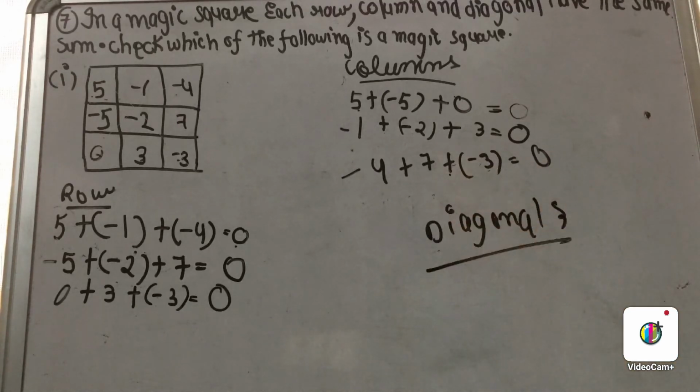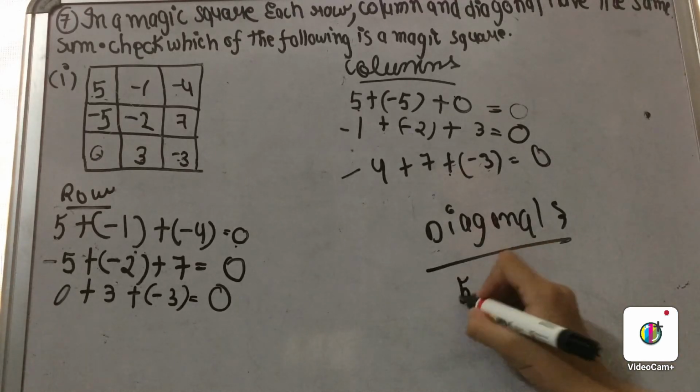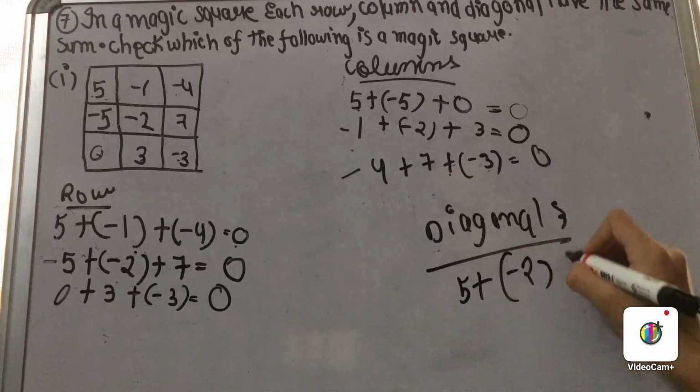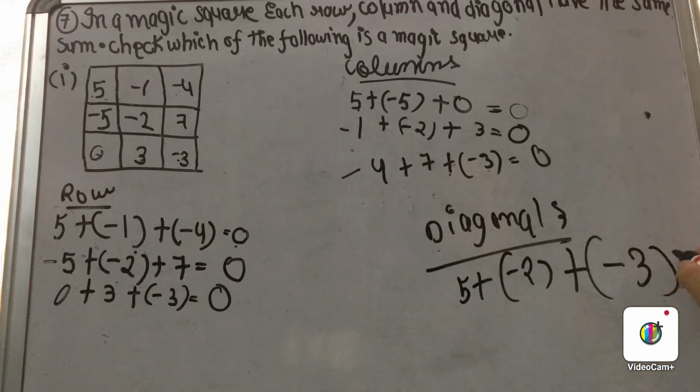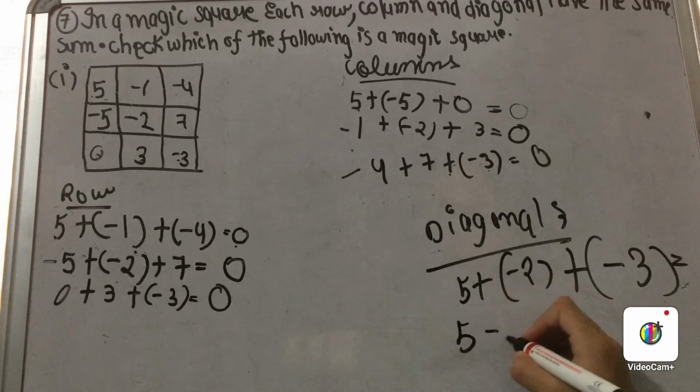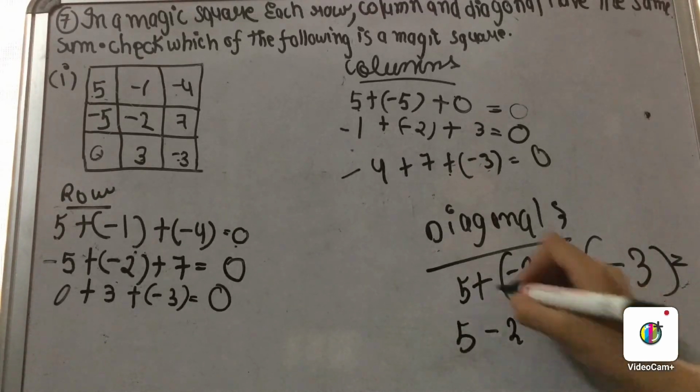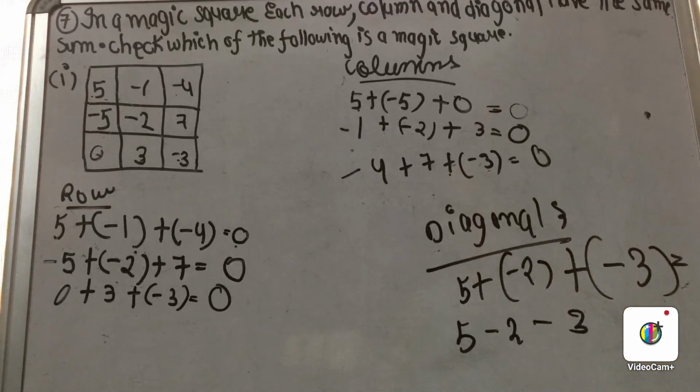Solving out the diagonals. What is our first diagonal? 5, -2 and -3. So now solving our first diagonal, 5 plus -2 plus -3 equal to. So now let us solve it. 5 minus 2 equal to 3, and 3 minus 3 equal to 0. So this is also 0. So now let us move to our next diagonal.